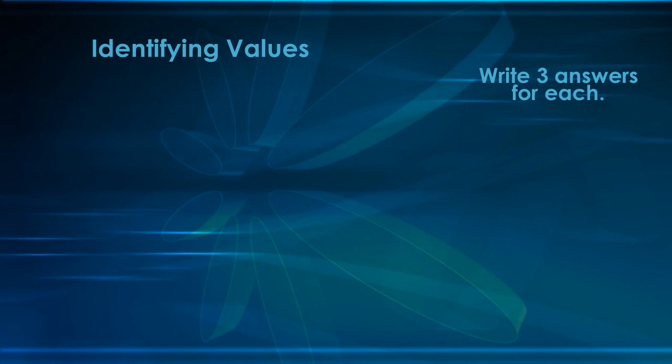Now we're going to go through it and help you identify your values. So this is where you'll need your pen, paper, markers, whatever you were able to grab. And I'd like you to pause the video and write 3 answers for each question. So the first one is, how do you spend your time? How do you spend most of your time? Just pause the video and write down 3 answers.